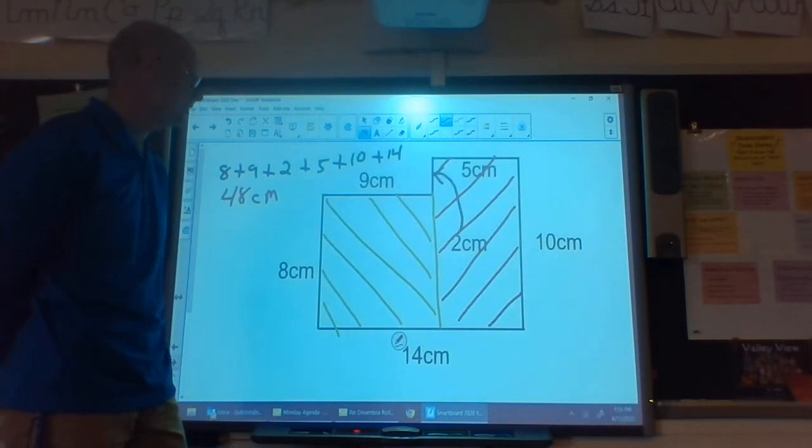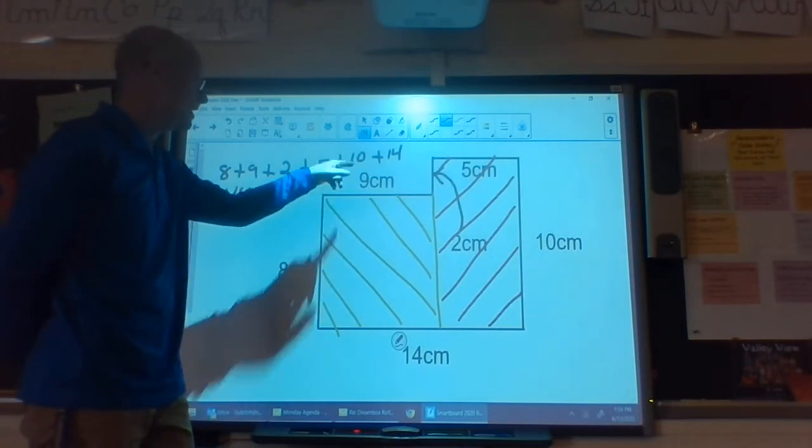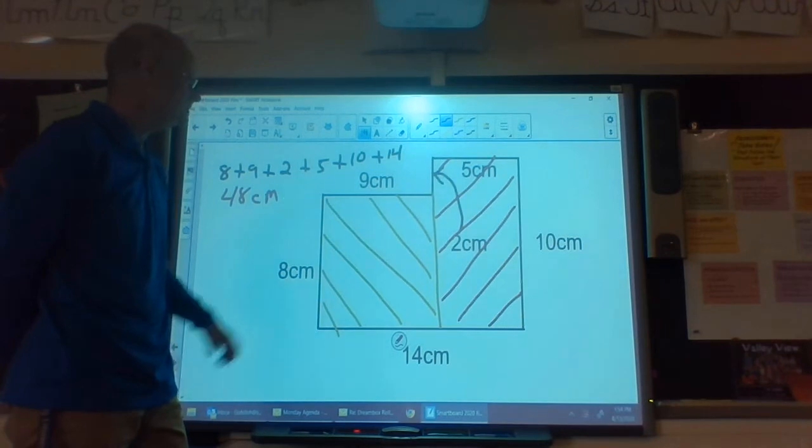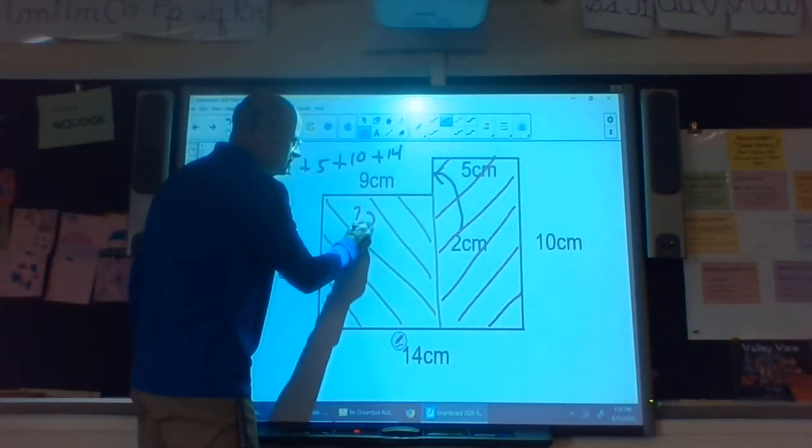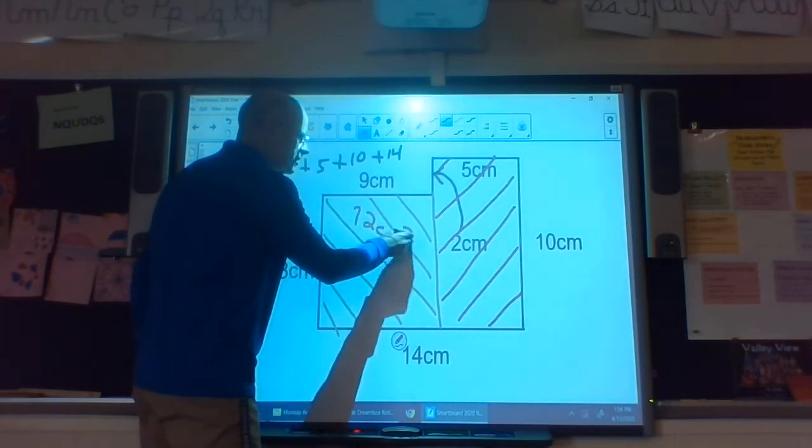Hopefully you guys remember 8 times 9. If you don't know 8 times 9, I'm going to do 8 times 10, which is 80. I'm going to take away one group of 8, which is 72. So this is going to be 72 centimeters squared.